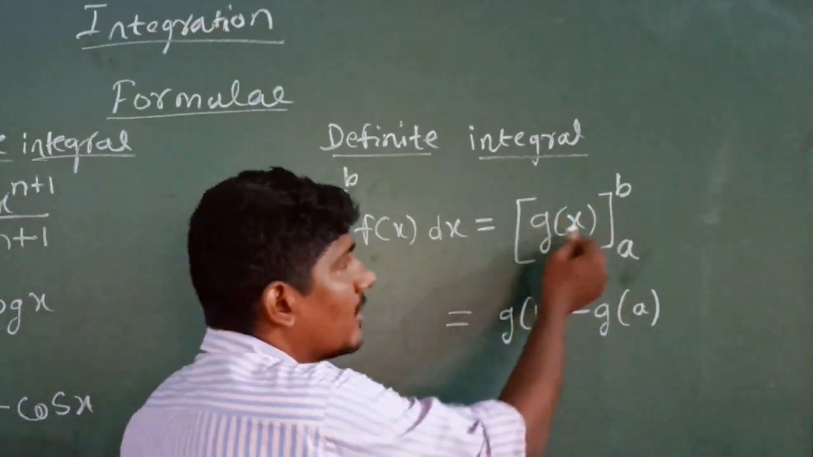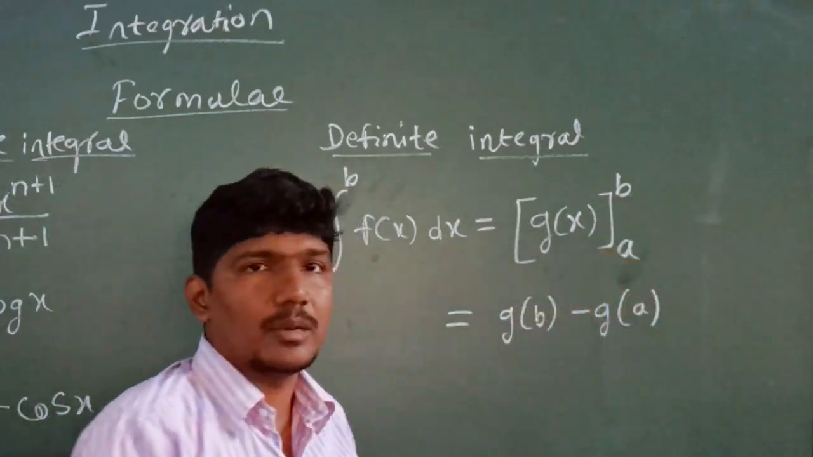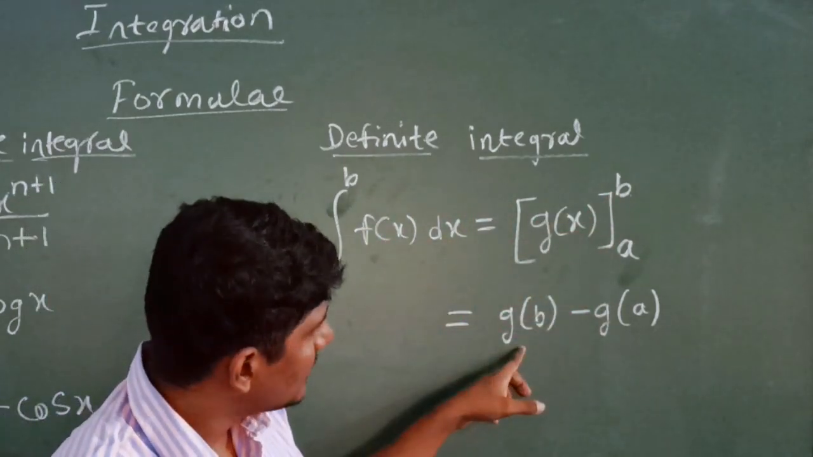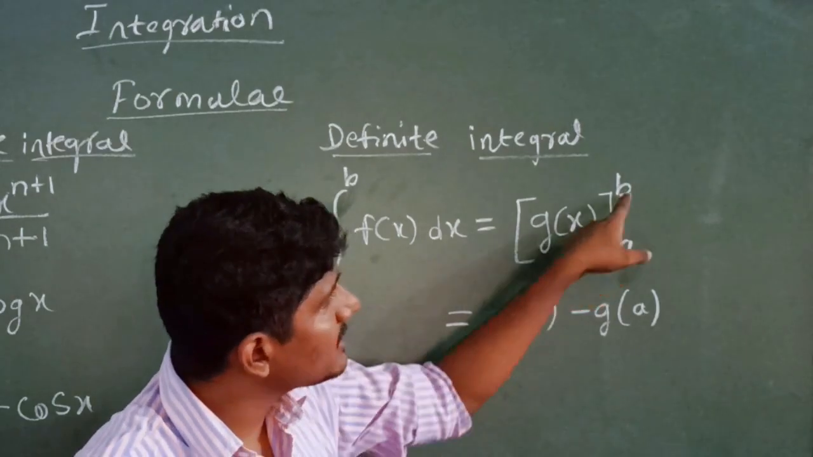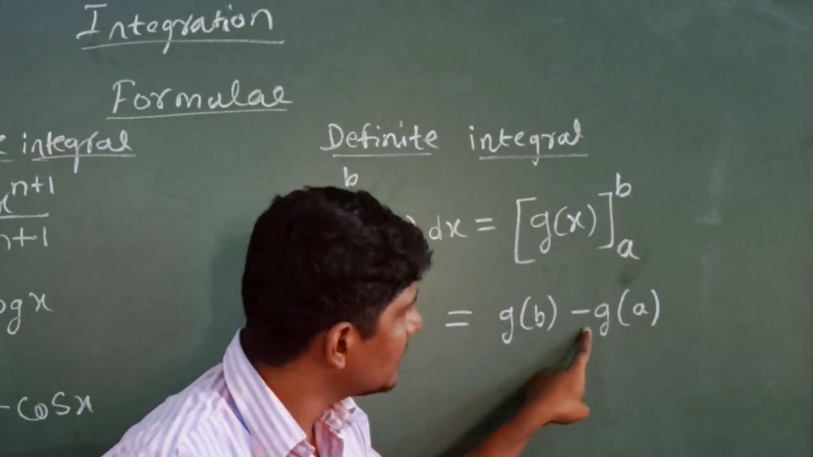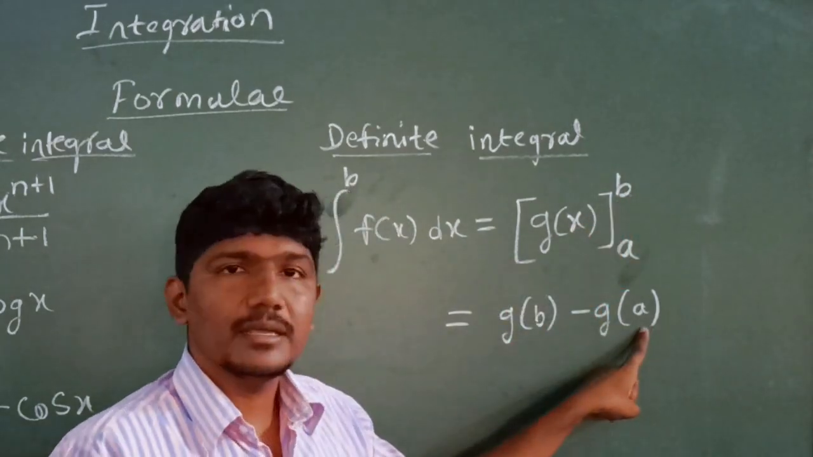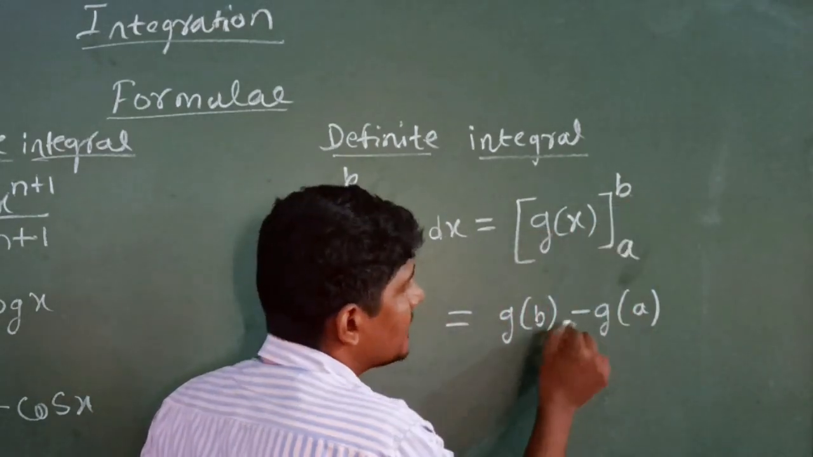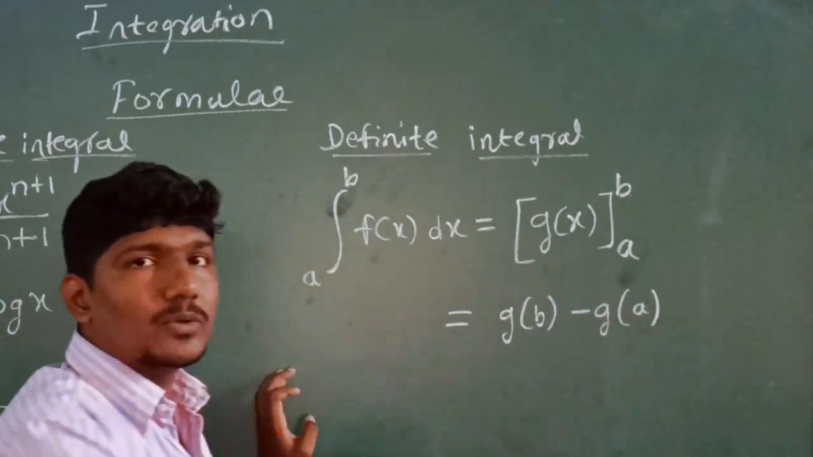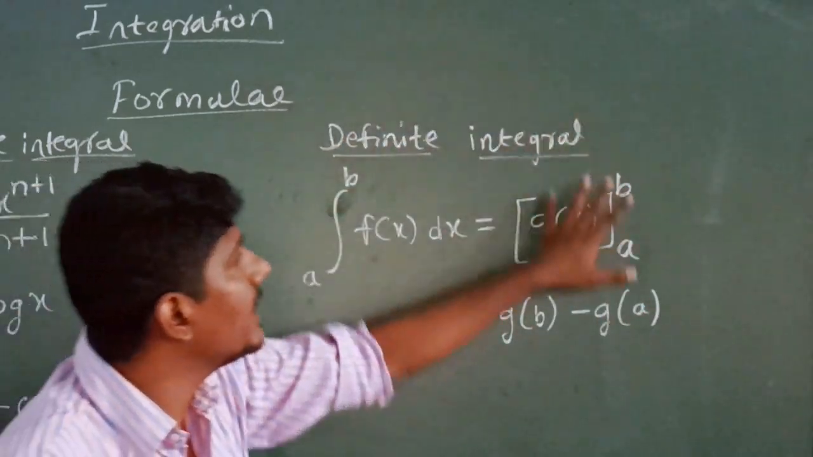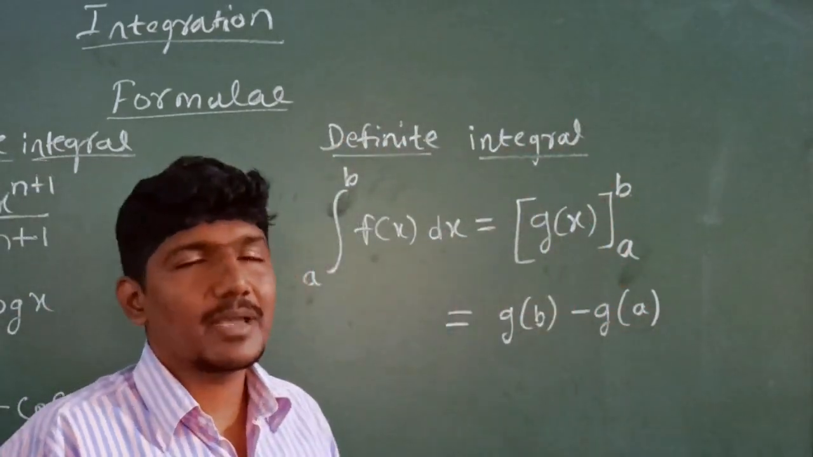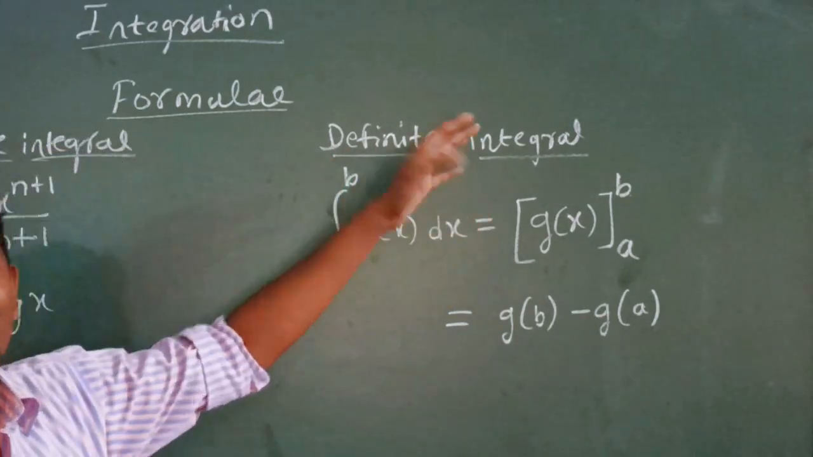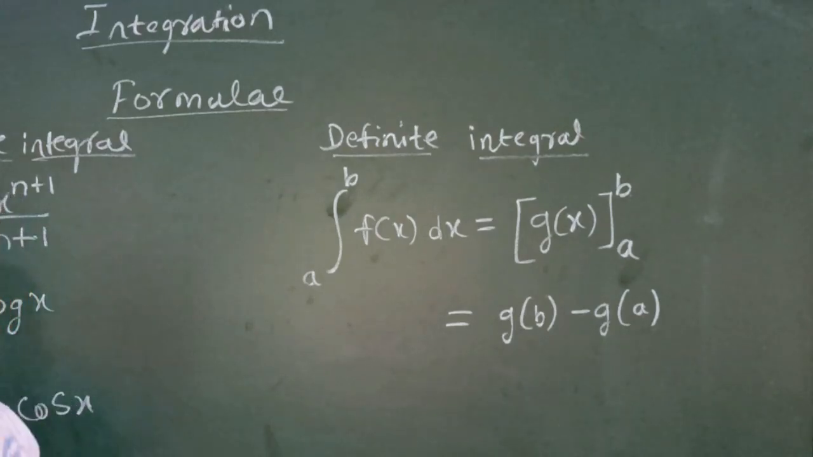Next, you need to put the square bracket, put the upper limit and lower limit, and apply them. How to apply them? See, in g, in place of x write b, minus g with a in place of x. So it is g of b minus g of a. This is how we put the limits. This is called definite integrals. Now we will take some examples and then you will come to know the difference between indefinite and definite. So let's take one example.